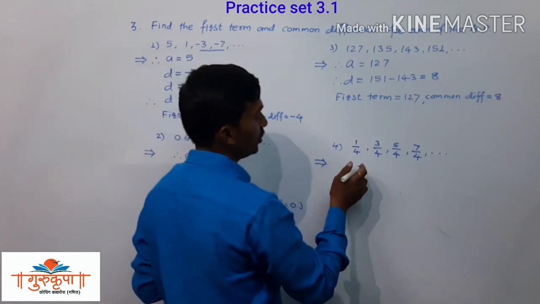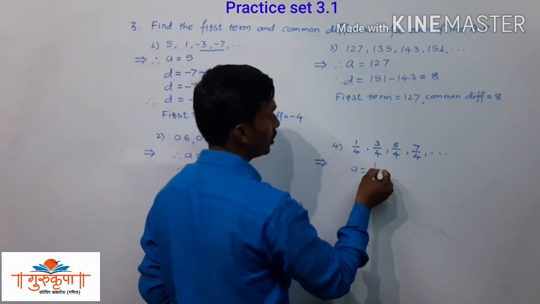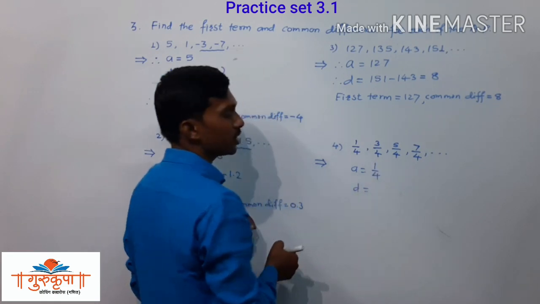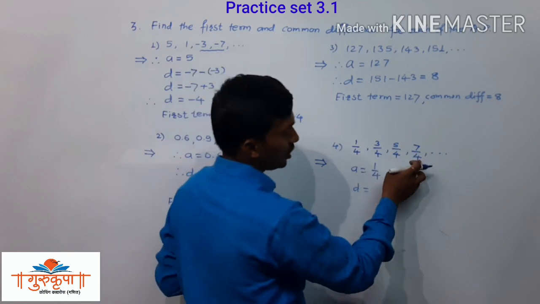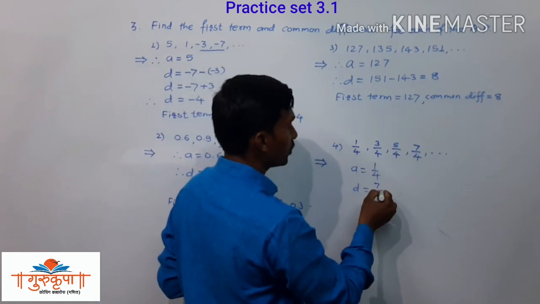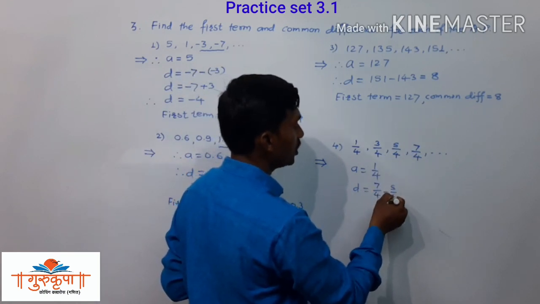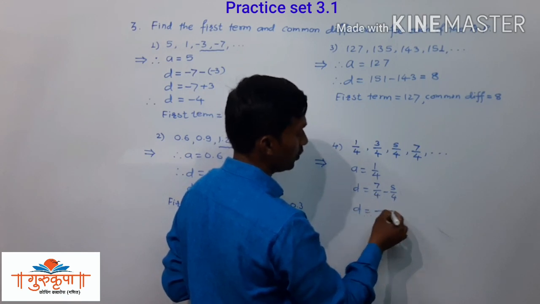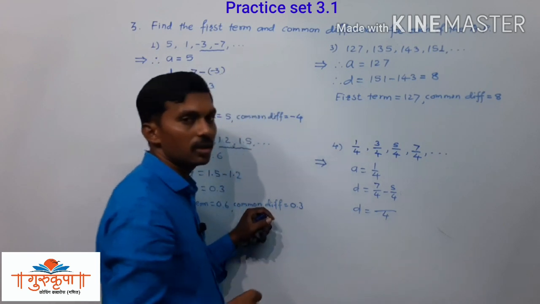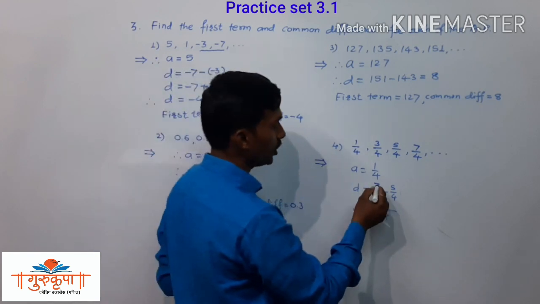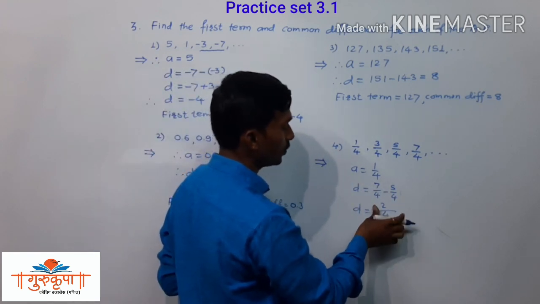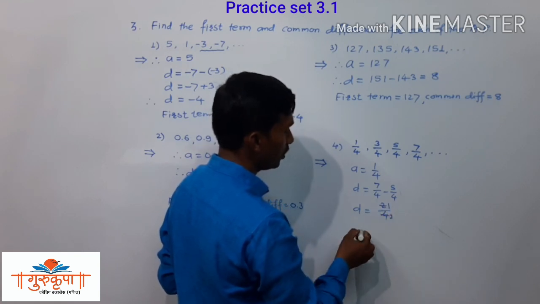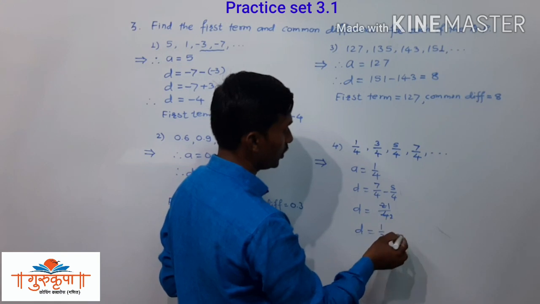Then the last example, that is example number 4. This is the first term, A is equal to 1 by 4, that is 1 upon 4, and now we have to find the common difference, 7 upon 4 minus 5 upon 4. Since the denominators are the same, we write 4 in the denominator. Now directly take the subtraction of numerators. 7 minus 5 is 2. Now we can simplify this. 2 1s are 2, 2 2s are 4. D is equal to 1 by 2.